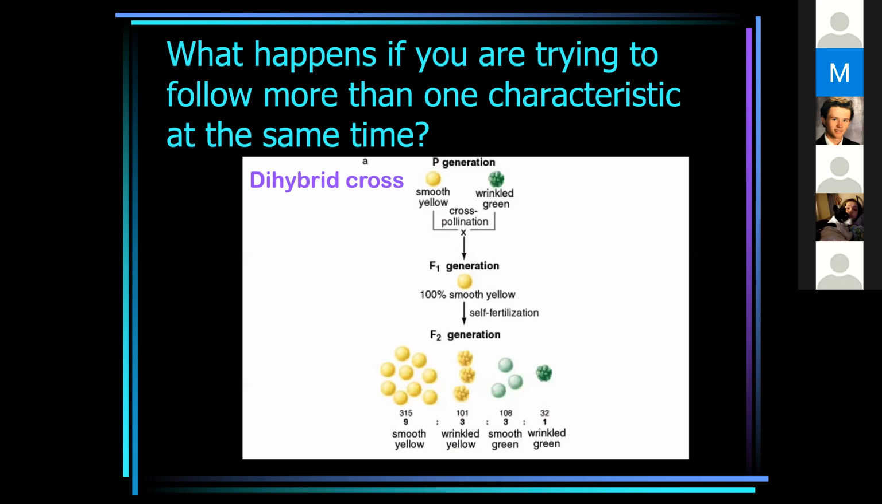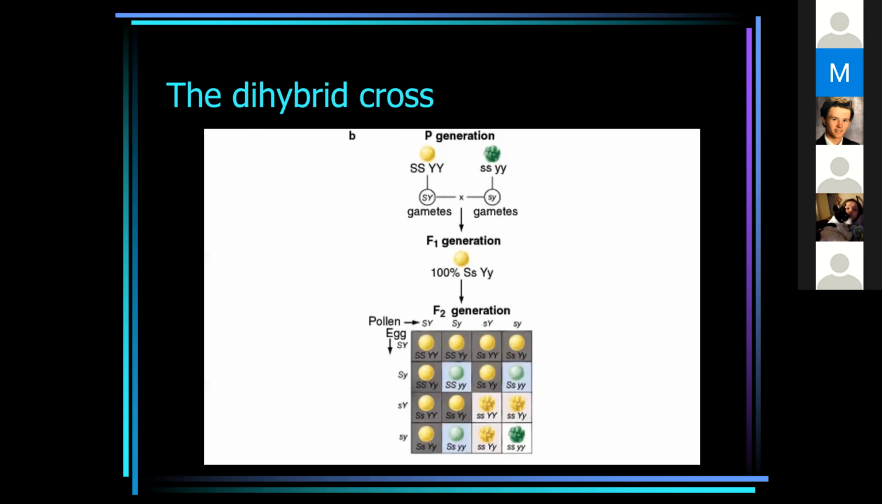What happens if you're trying to follow more than one characteristic at the same time? Well, in this case, it's called a dihybrid cross, where plants with smooth yellow seeds are crossed with wrinkled green seeds. The F1 generation, they're all smooth and yellow, which tells you that those two characteristics are dominant. And the F2, the segregation is 9:3:3:1. And you can see why that is the case if you draw what's known as a Punnett square.